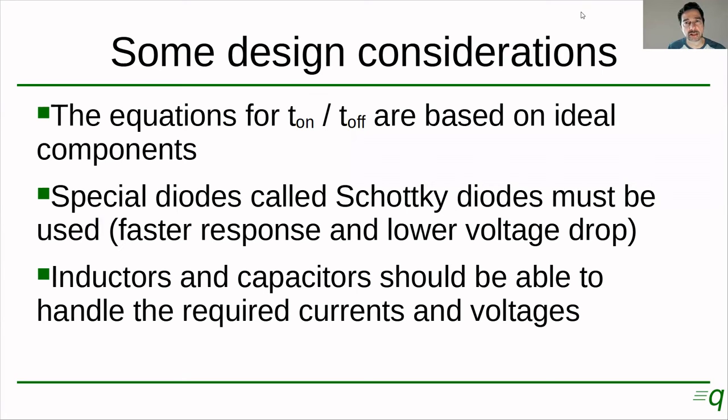Okay, so if you're going to be designing some switching regulators, there are a few considerations that you have to keep in mind. The equations for T on and T off, the on and off time that I explained earlier, are based on ideal components. Like I said, in real components, when you have inductors with resistance and when you have diodes where the voltage drop is not zero when they are forward biased, you will have to compensate a little bit for the on and off times.